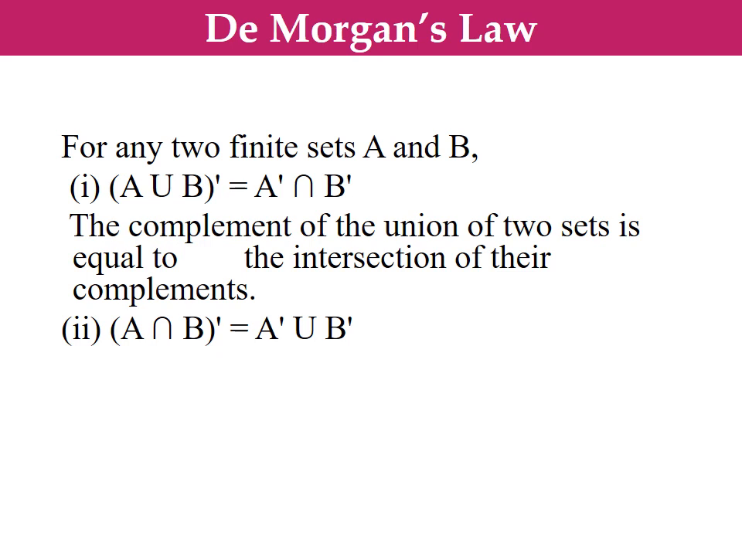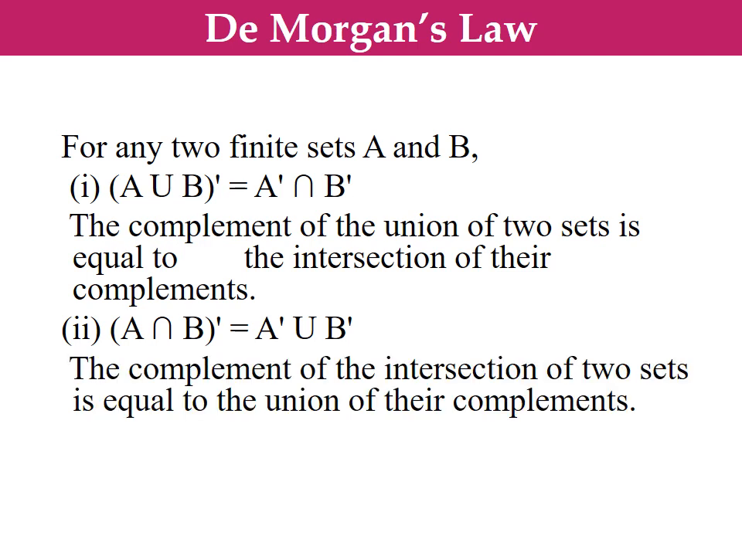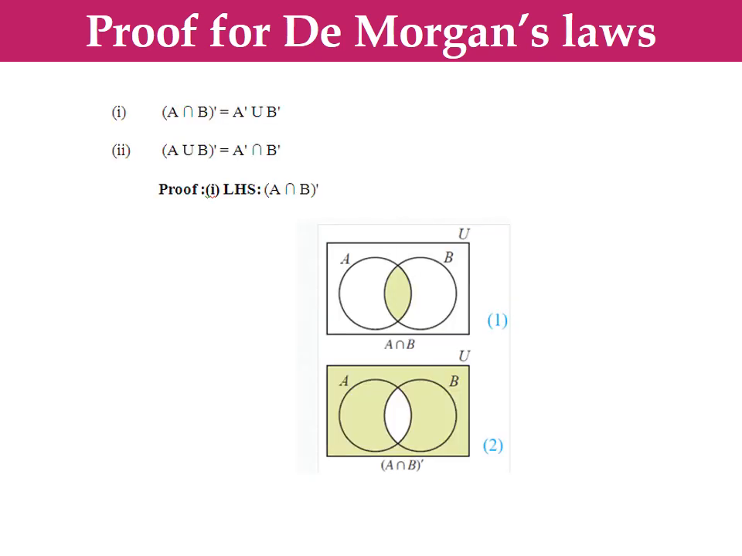(A intersection B)' is equal to A' union B'. Can you tell this in words? The complement of the intersection of two sets is equal to, yes, what? The union of their complements. Next, we'll discuss the proof of this De Morgan's law.